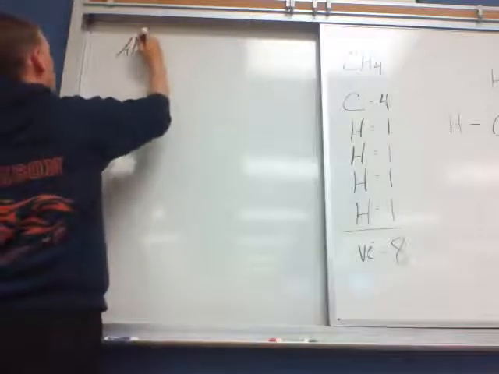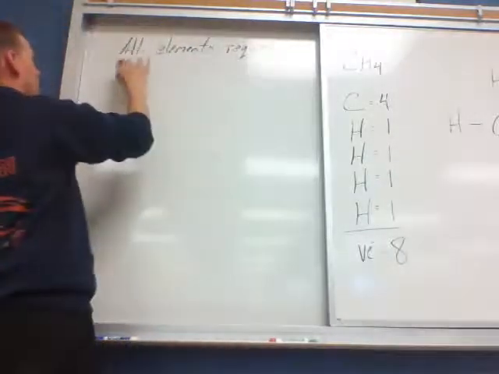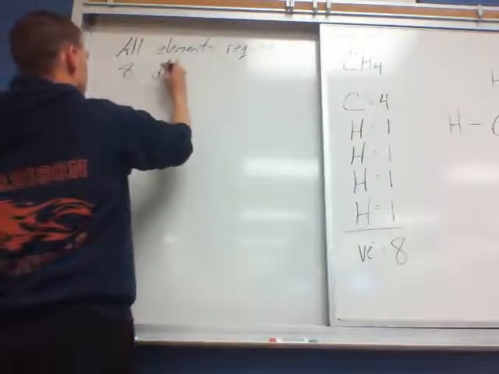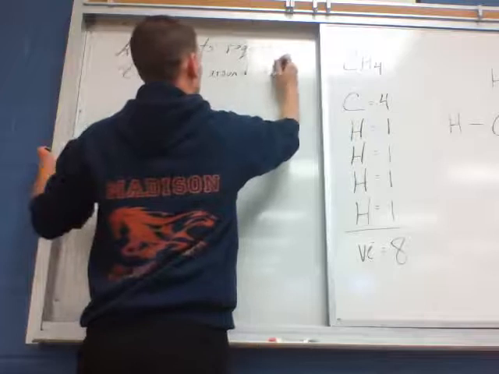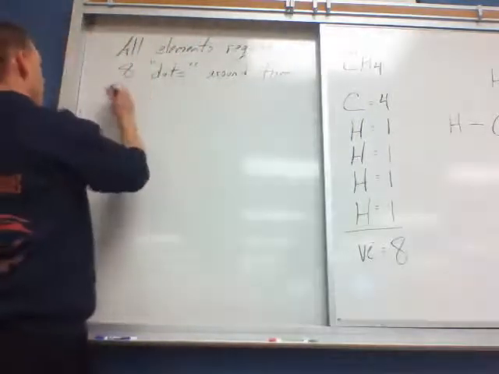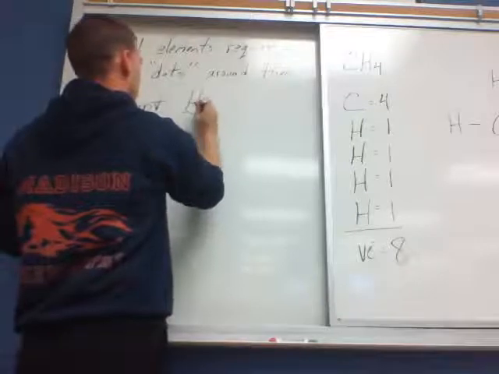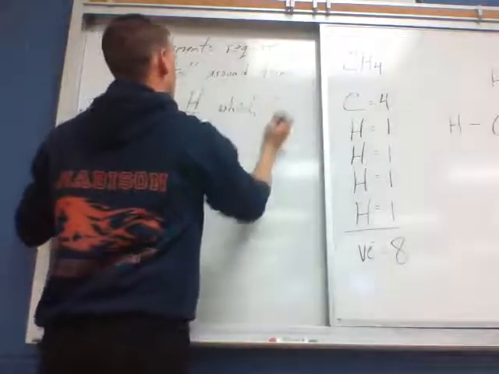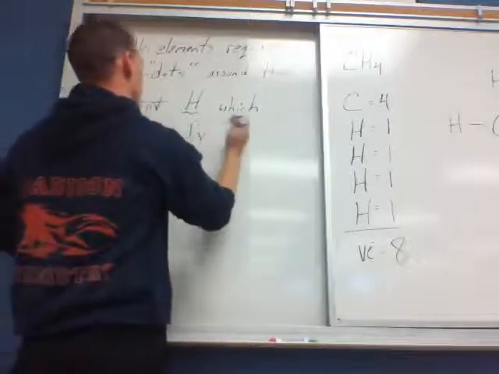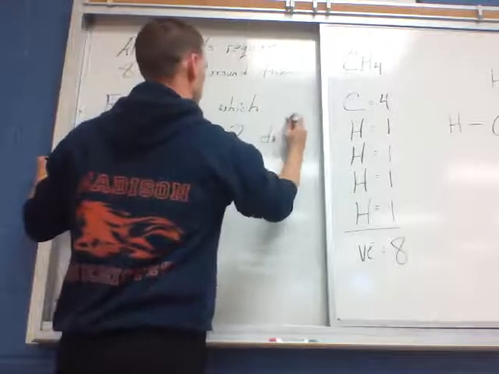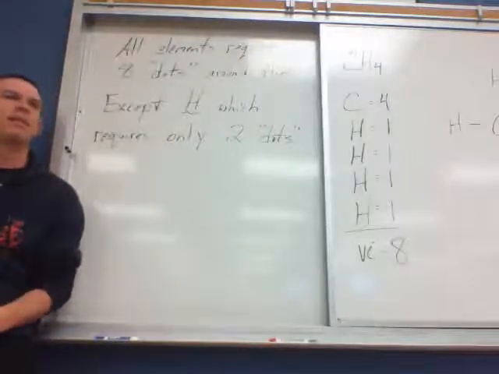Write this down. All elements require 8 dots around them, except hydrogen, which requires only 2 dots. And I'll make sense of it in a moment.